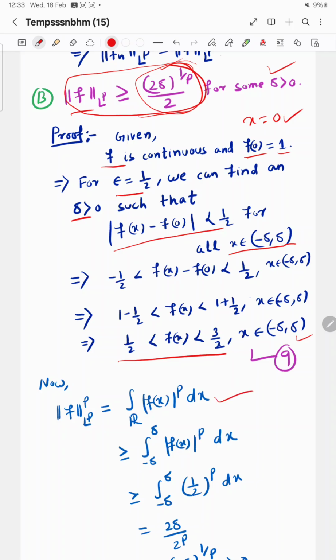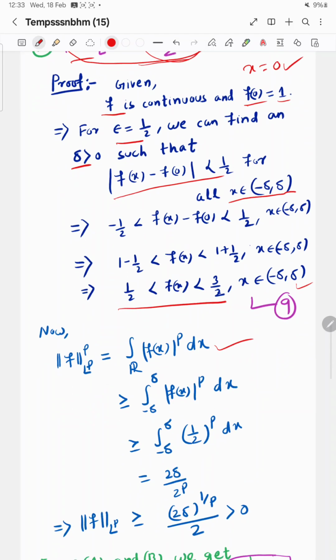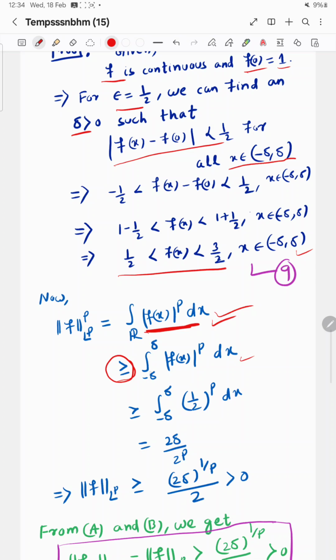Okay, then we will get this. It is coming from the definition of the LP norm of f. Since the integrand is a non-negative quantity, if you shrink the domain, then the greater than or equal to sign comes, because this value will be lesser than this. Next, on this interval minus delta to delta, its minimum value is half.